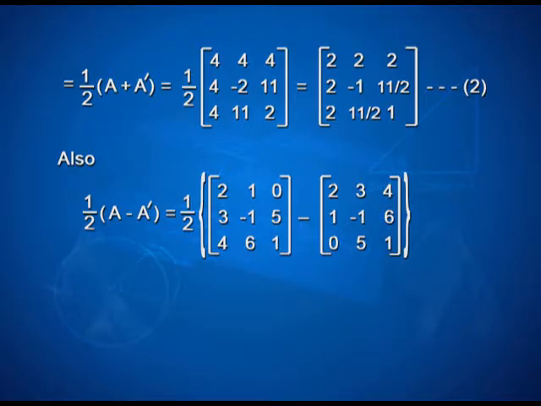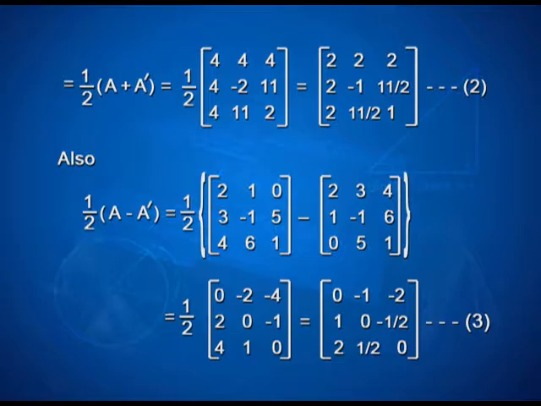Also, 1 upon 2 into A minus transpose of A can be expressed as 1 upon 2 into 2, 1, 0 as elements of first row, 3, minus 1, 5 as elements of second row, 4, 6, 1 as elements of third row, minus 2, 3, 4 as elements of first row, 1, minus 1, 6 as elements of second row, 0, 5, 1 as elements of third row. This on simplification can be expressed as 1 upon 2 of 0, minus 2, minus 4, 2, 0, minus 1, 4, 1, 0. Further, we get 0, minus 1, minus 2, 1, 0, minus 1 upon 2, 2, 1 upon 2, 0. Take this as equation 3.